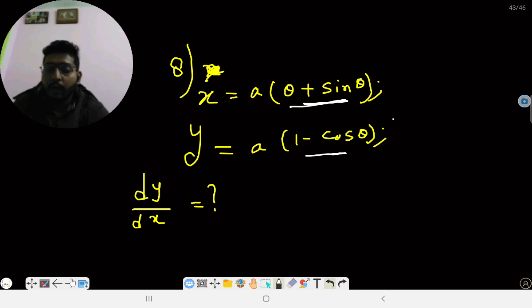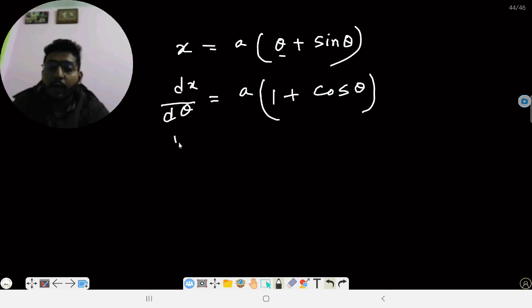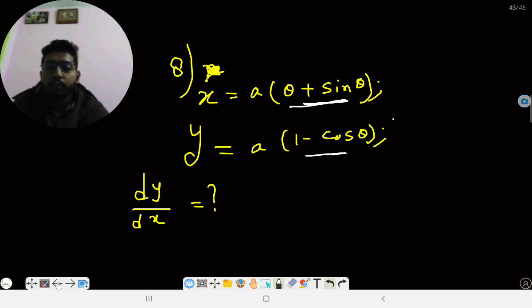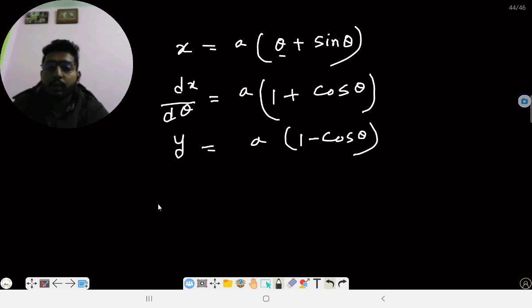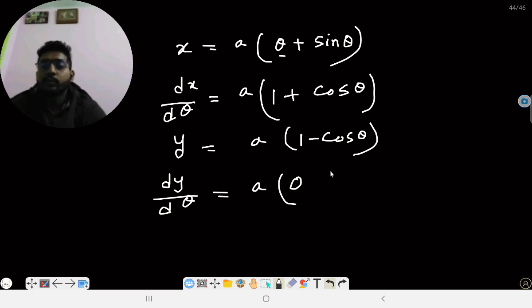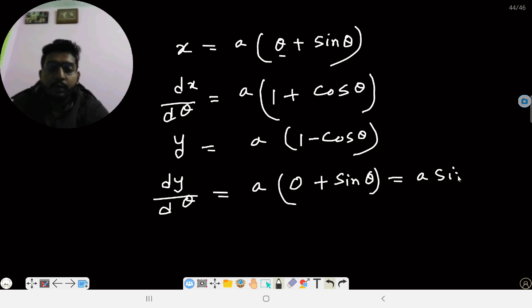Now next one is y. So what is y? Y is given a into (1 minus cos theta). So we can see y is given a into (1 minus cos theta). Now if I differentiate this one, dy d theta, what will be the result? A into differentiation of 1 will be 0, and differentiation of cos theta will be minus sin theta, that will be plus sin theta. So here you can see it is a sin theta. So dx d theta and dy d theta is like this.